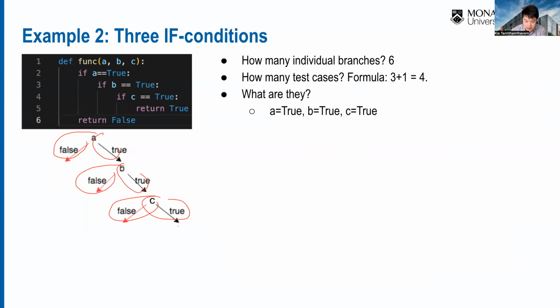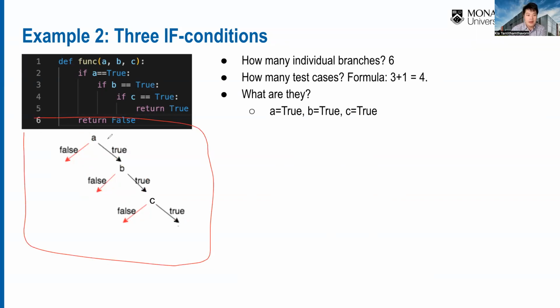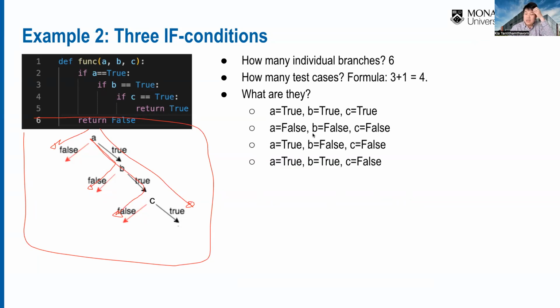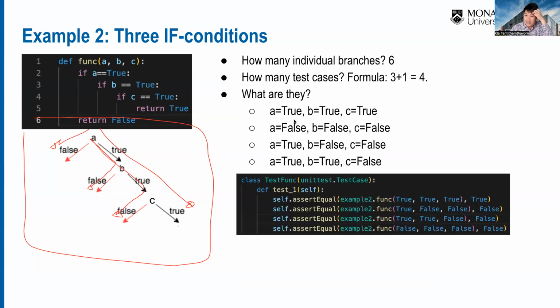Clear the screen a little bit. The easiest way to work it out is to draw this kind of tree. What we need is true, true. Okay, easy. And what else? A equals false, and B and C can be anything. A equals true, B equals false, and C can be anything. And A equals true, B equals true, and C equals false. Okay, there are 4 in total. Is that correct or not? Yeah. So these are the 4 test cases that we need to achieve 100% branch coverage, right?